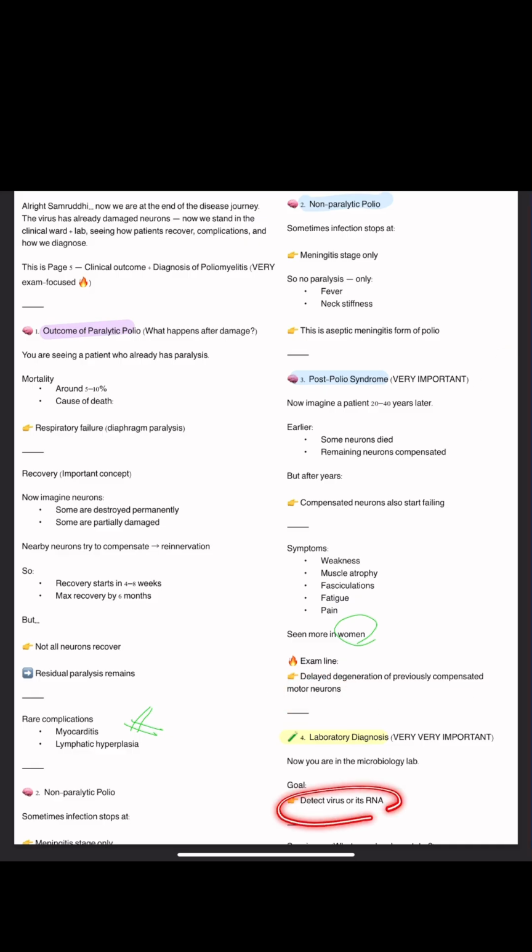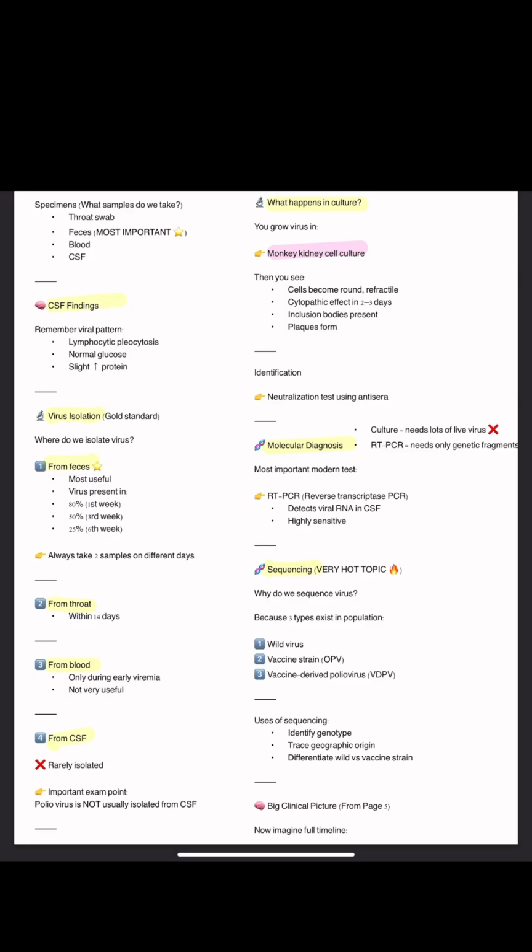Lab diagnosis, let us see. The goal is to detect the virus or its RNA, and the specimens that we take are throat swab, feces, which is most common, blood, and CSF. CSF findings are viral. We know very well that is lymphocytic pleocytosis, normal glucose, slight increase in protein. Virus isolation from feces is most useful.